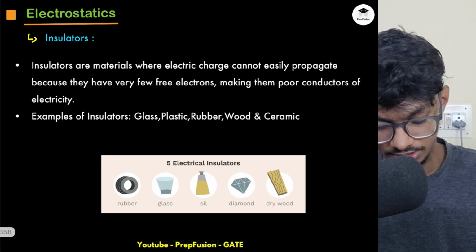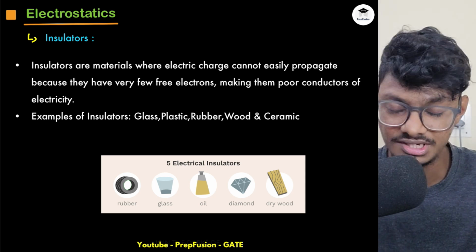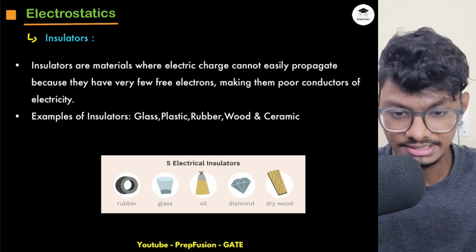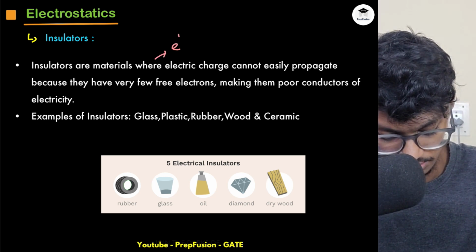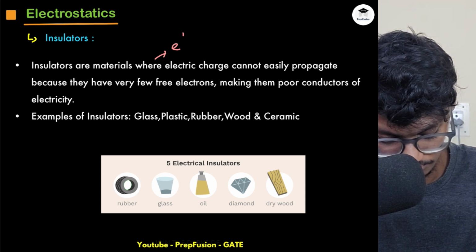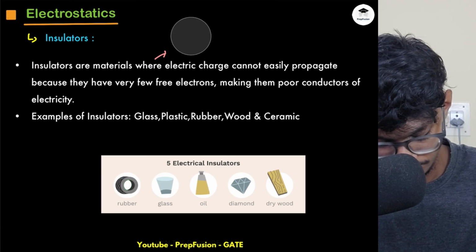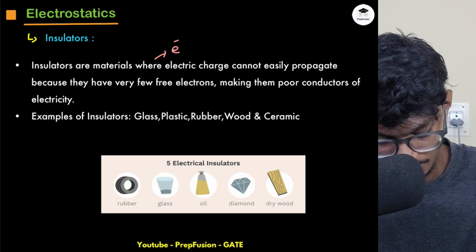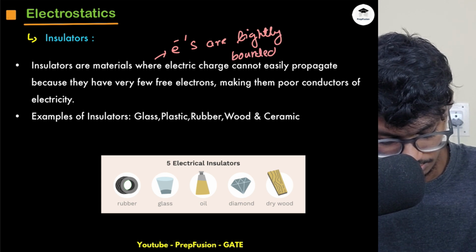Okay, let's come to this point. This point is insulators. Insulator materials are those through which electric current cannot easily flow. That is, electrons cannot easily be taken out. So basically here electrons are tightly bounded.